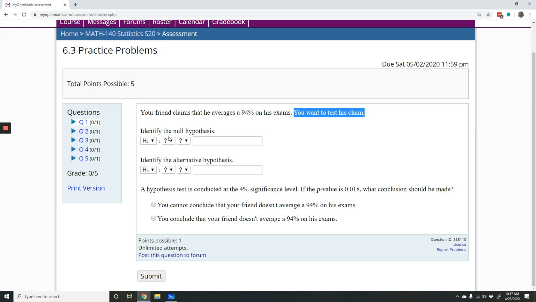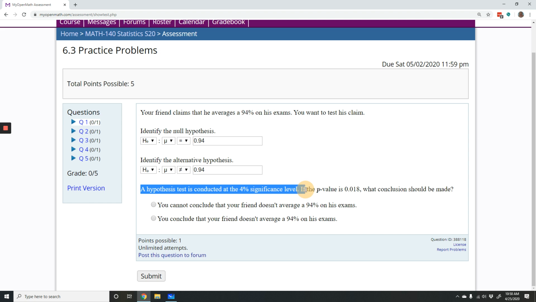So our null hypothesis is that the population mean, that the average of all his exams, is 94% or 0.94. And the alternative hypothesis is just the opposite, so that the population mean is not equal to 0.94. Okay? All right, next part of the problem.